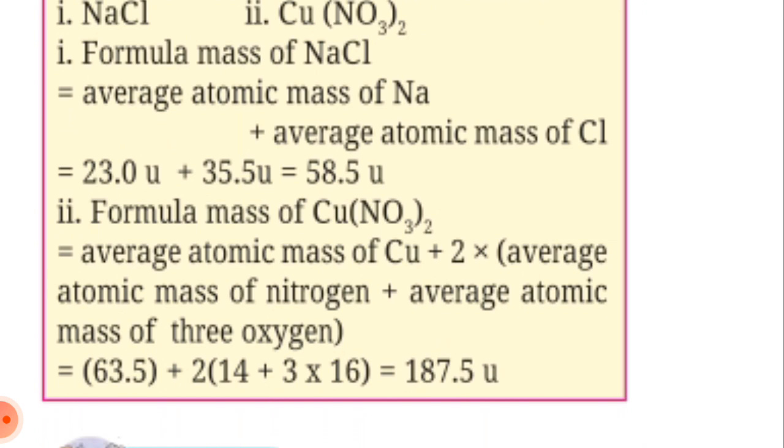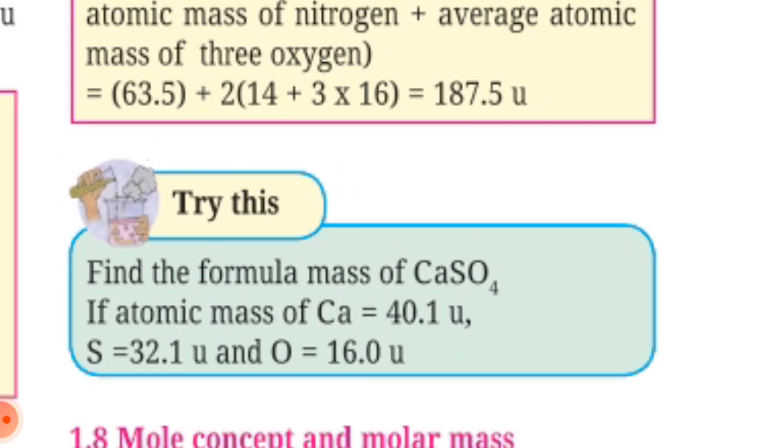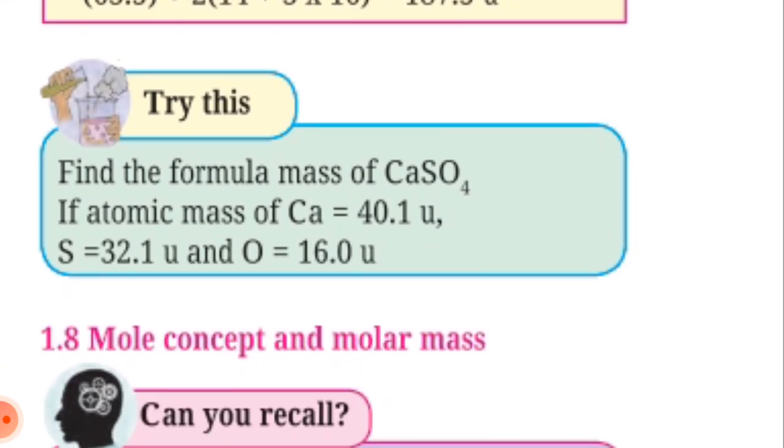Formula mass of copper nitrate, Cu(NO3)2, is average atomic mass of copper plus 2 × (average atomic mass of nitrogen plus 3 × average atomic mass of oxygen), which gives 63.5 + 2 × (14 + 3 × 16) = 187.5 u. Try this. Find the formula mass of calcium sulfate, if the atomic mass of calcium is 40.1 u, S is 32.1 u and oxygen is 16.0 u.